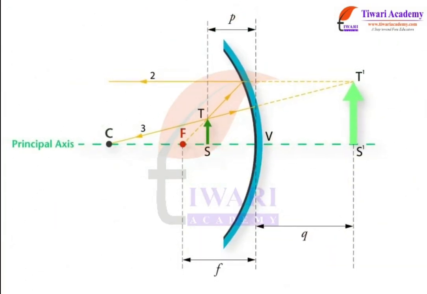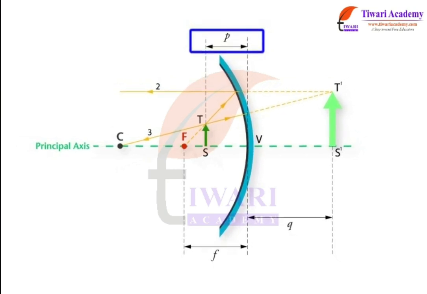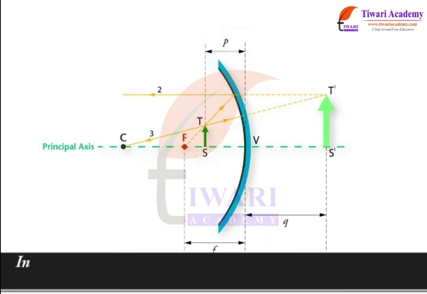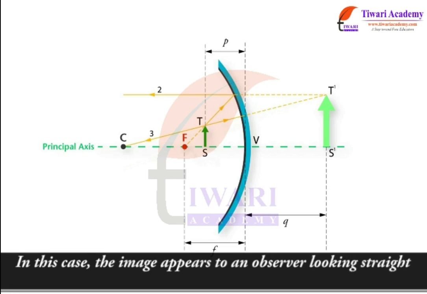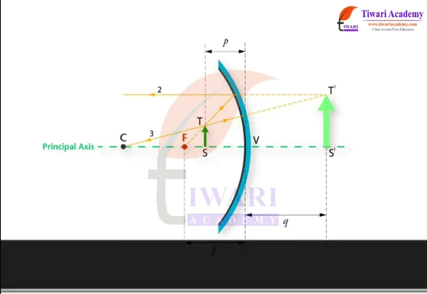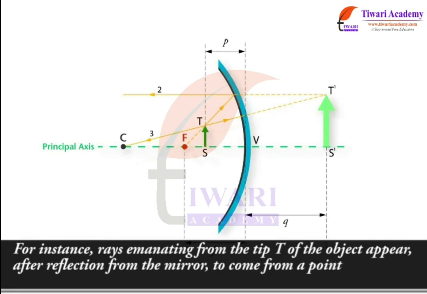This figure shows what happens when the object distance P is less than the focal length f. In this case, the image appears to an observer looking straight at the mirror to be located behind the mirror. For instance, rays emanating from the tip T of the object appear after reflection from the mirror to come from a point T1 which is behind the mirror.